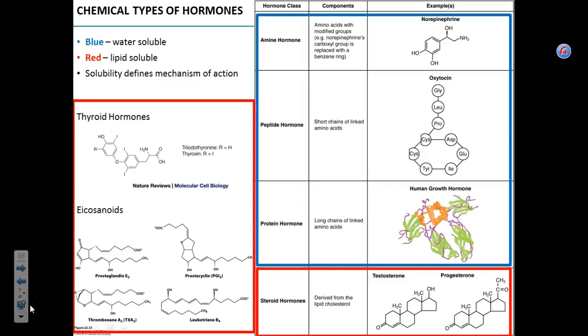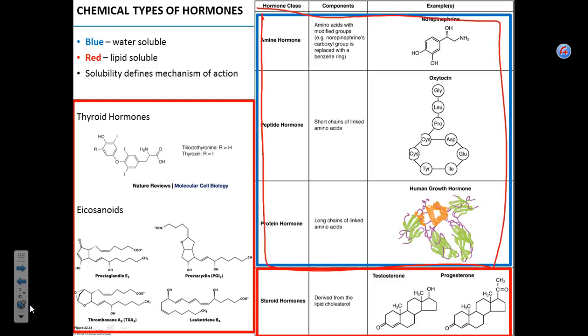So we finished with the general overview of the endocrine system. Now let's talk about general properties of hormones. They can be divided into two large groups based on the chemical structure, based on the properties actually. Hormones can be water soluble.